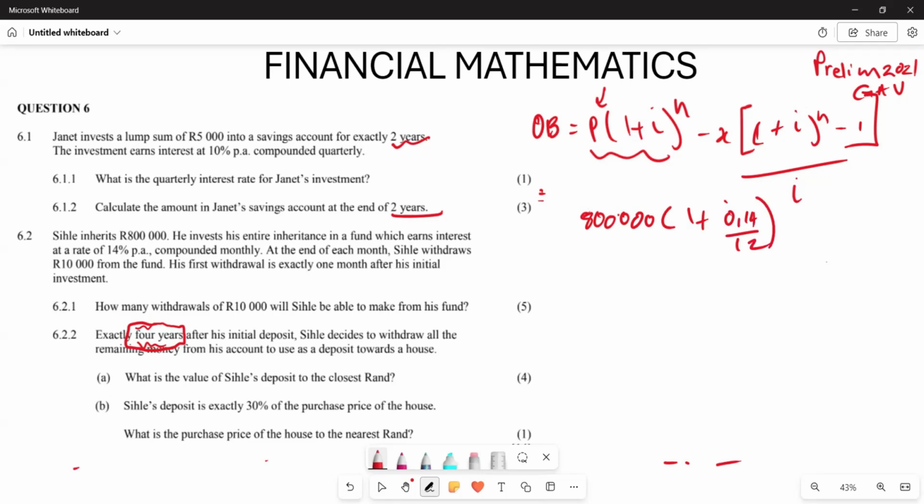Remember they said after how long? After 4 years. So this is 4 times 12, right? Now, what is going to be this one? Let's calculate this one first, right? So now the money that you'll be having here is 1,396 thousand and 5,54 altogether.